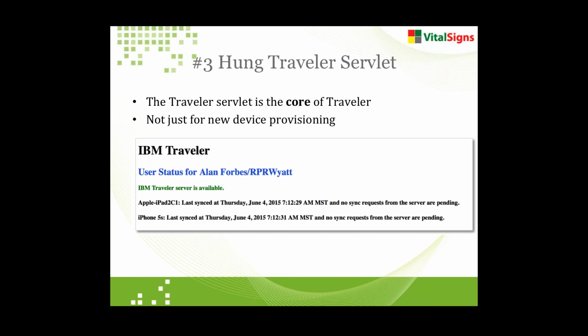Number 3 of common problems would be a hung Traveler servlet. And the Traveler servlet is actually part of the core of Traveler. It's not just for new device provisioning, although that's the only really visible part of it. So if your Traveler servlet is running fine, you would go into a web browser or with your mobile device and point it at the server's host name /Traveler, and it will prompt you for a username and password, and you'll get back something like this. And if all is well with the servlet, it'll say some variation of IBM Traveler is available.